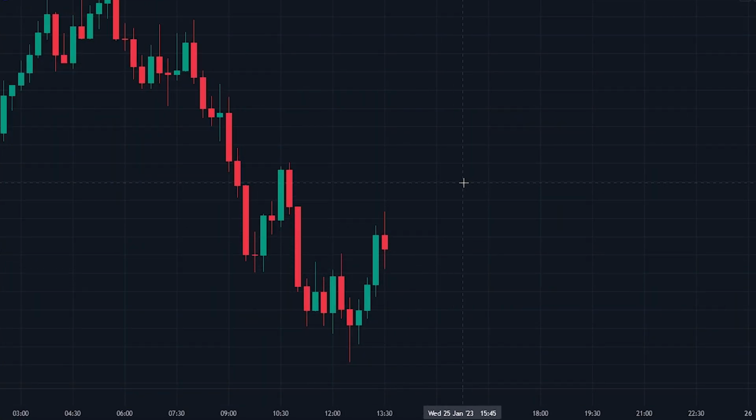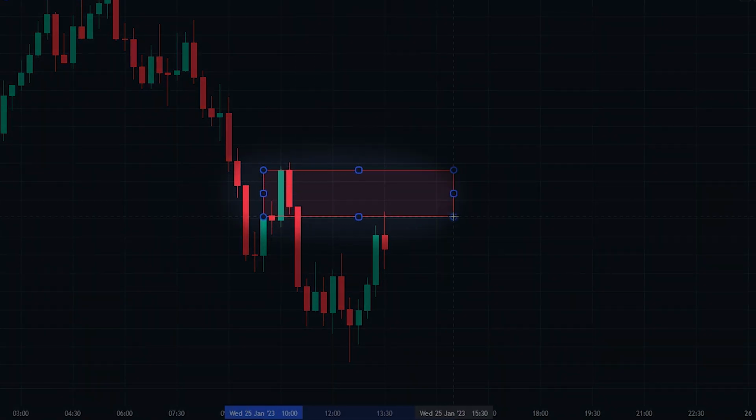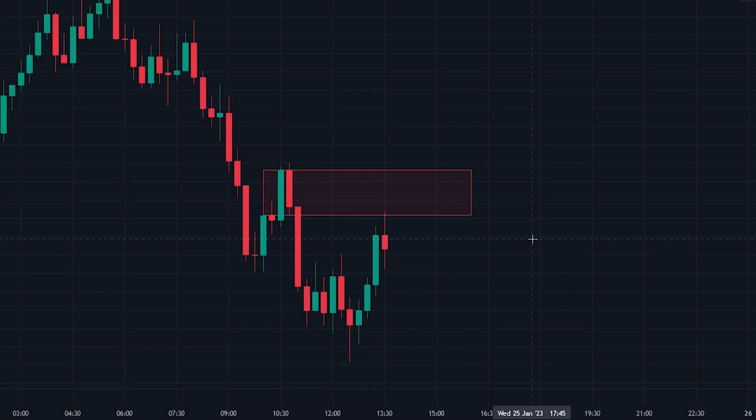To enter into a sell position, we will first take a look at the price action on the 15-minute time frame. We'll need to see that the price has formed a bearish order block. We can see this happening here. We'll also look for a break in the structure of the price. This occurs here in the form of a lower low.